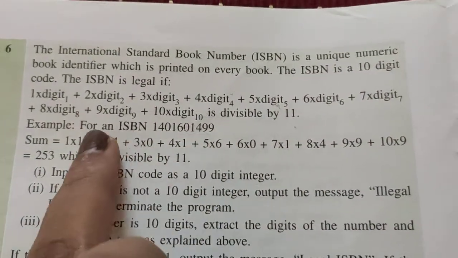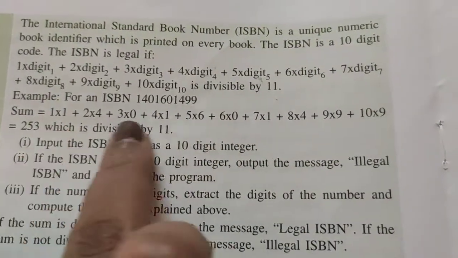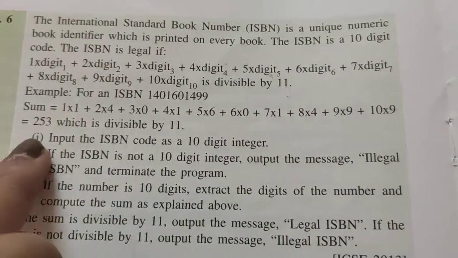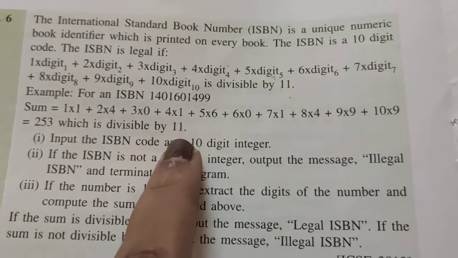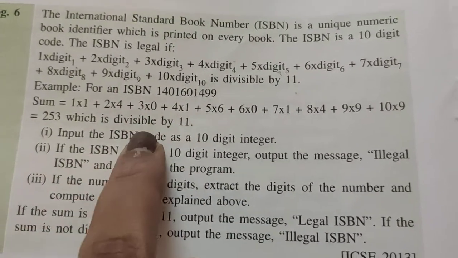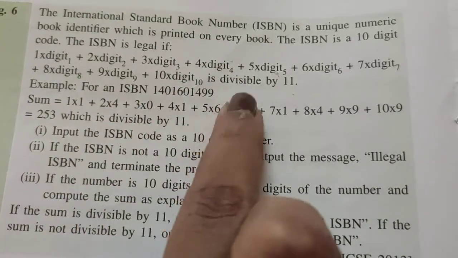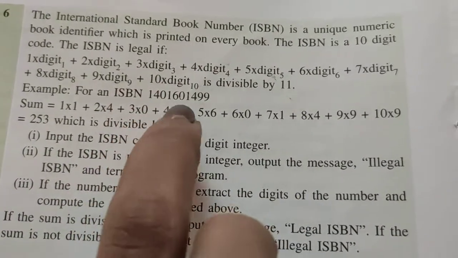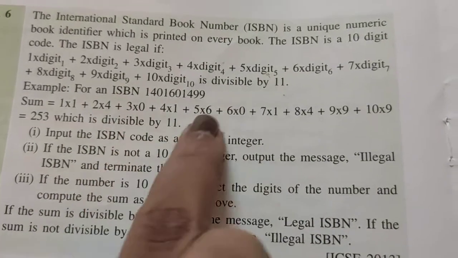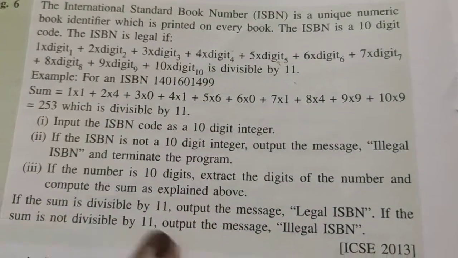After adding those products, they get a sum, right? This sum should be divisible by 11. If the sum is divisible by 11, then that code is a unique code and it is a legal ISBN code. Okay, so we are going to write the program for this now.